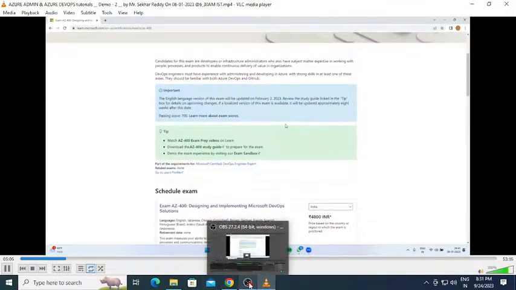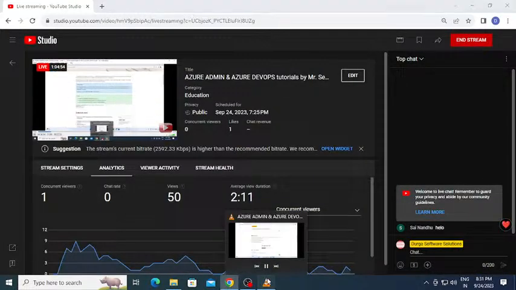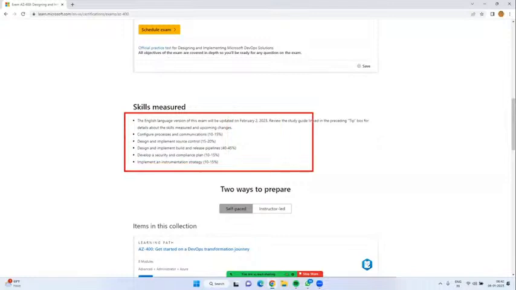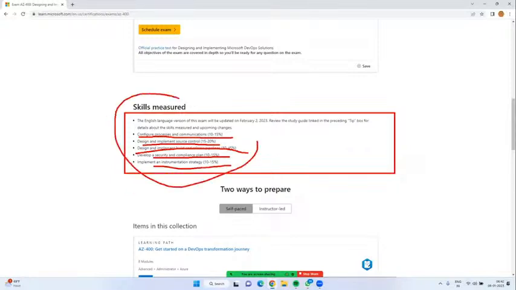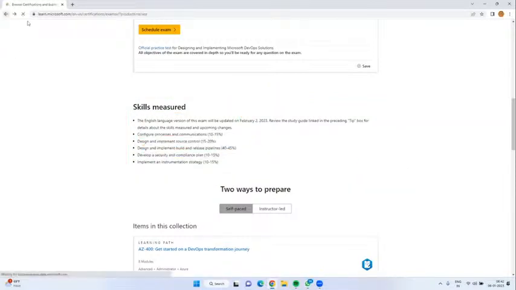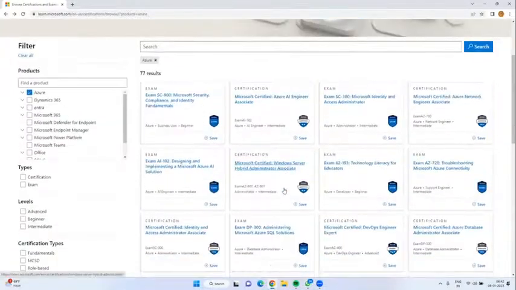So this is the certification paper, and this is the syllabus. What is it saying? Configure processes and communications 15%, design and implement source control 20%, design and implement build and release pipelines 45%, develop a security and compliance plan 15%, implement an instrumentation strategy 15%. This is the syllabus of Azure DevOps. So these many papers are there for Azure.